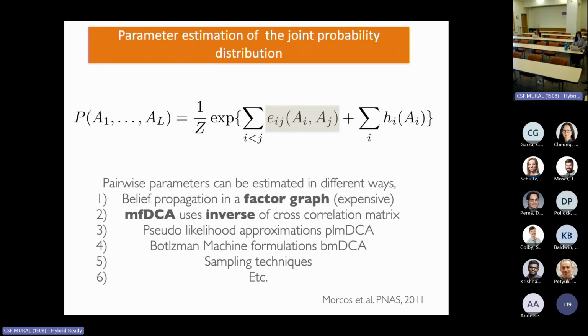So we are trying to obtain the parameters that tell us something about how pairs of positions in MSAs are connected, right? After that, there have been other methods, especially in machine learning, trying to use pseudo-likelihood approximations, Boltzmann machine formulations, and sampling techniques that roughly try to estimate these parameters with different kinds of solutions, but somehow all related, right? What we realized back in 2011 is that this approximation was good enough to tell us something about the structure of proteins.